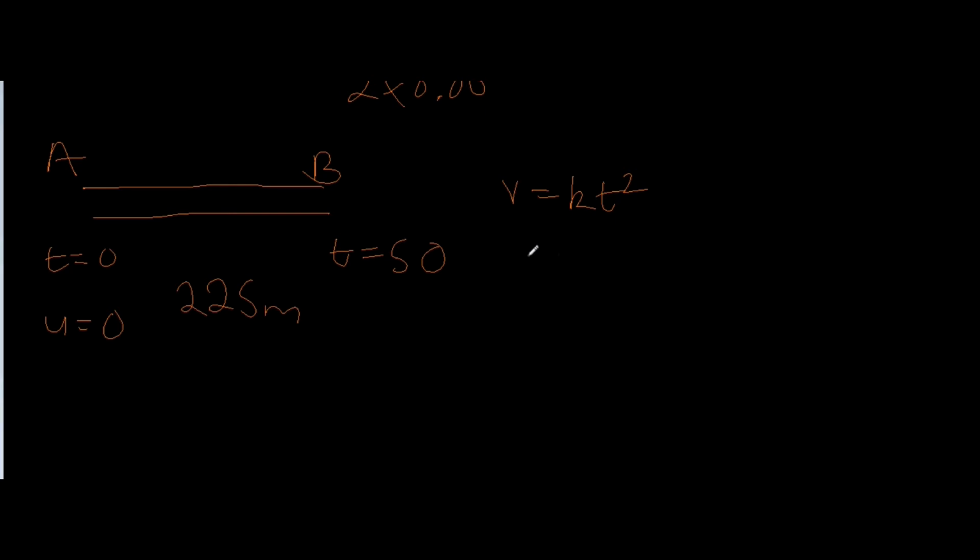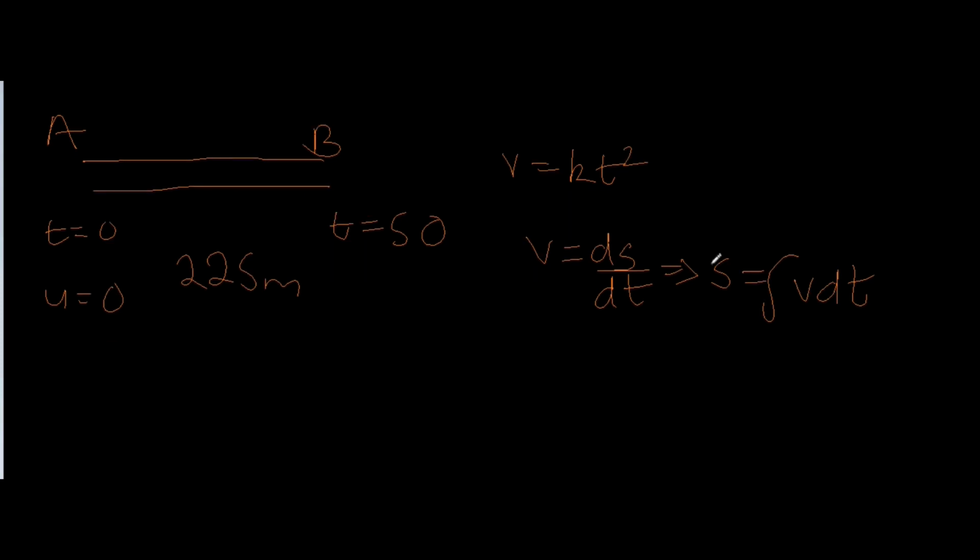Well, we know that velocity is the rate of change of displacement, which implies that displacement is the integral of velocity with respect to time. So in other words, if we want to find the displacement at any particular point here, we have to integrate the velocity in order for us to get the displacement.